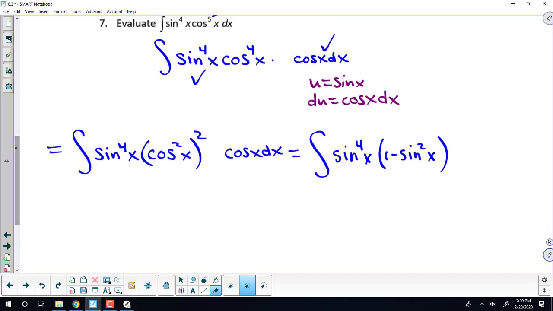Okay, so we've got cosine squared written as 1 minus sine squared, but that quantity is being squared, so we need to make sure that this is still squared here. And then our cosine x dx. And then we're ready to plug in for the u and the du.